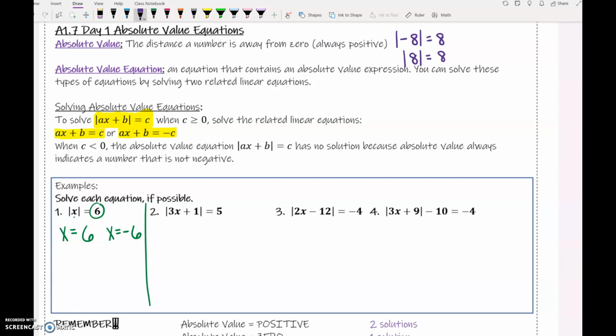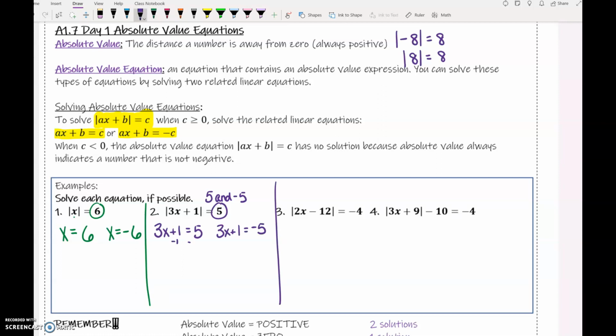Number 2, we've got absolute value of stuff equals 5. Where on the number line are we 5 units away from zero? At 5 and at -5. So the stuff, 3x plus 1, could equal 5. The stuff, 3x plus 1, could equal -5. We need to solve both of those equations.